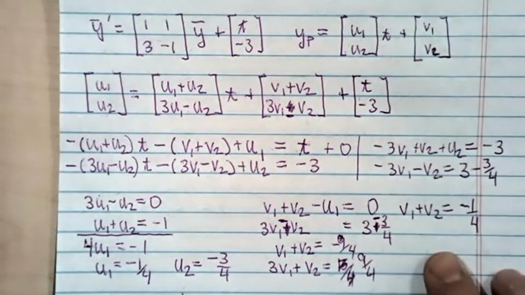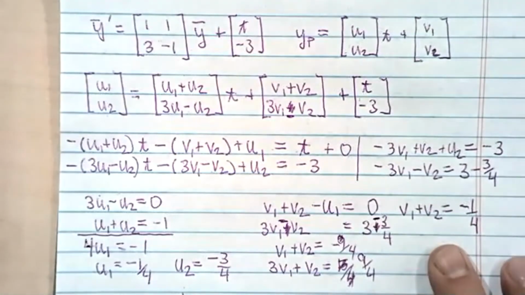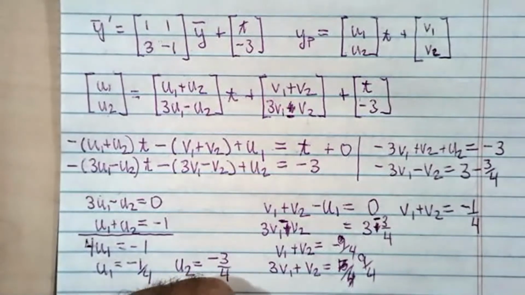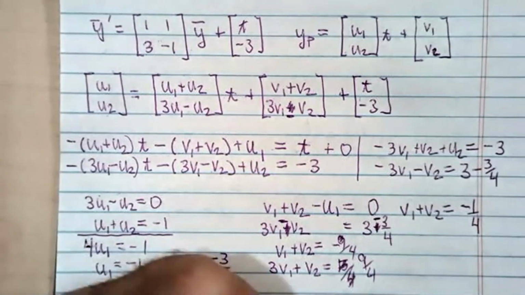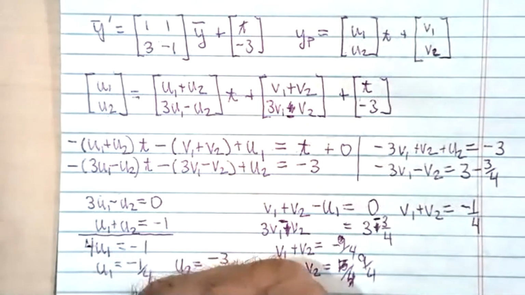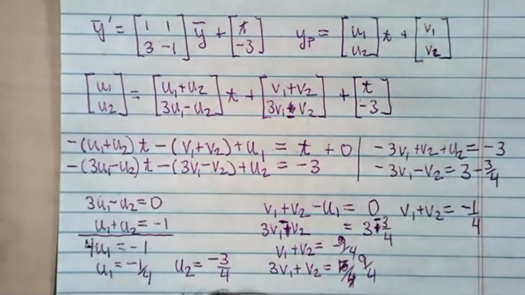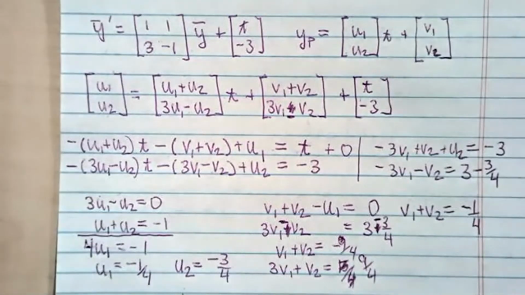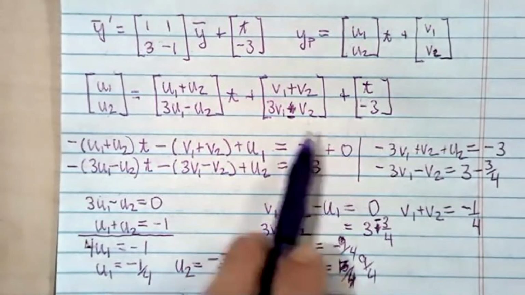Now, if all of this is correct, then I've got another equation here. v1 plus v2 is minus 1/4. So v1, which we now know is 5/4, plus v2 equals minus 1/4. And so v2 equals minus 6/4, which is minus 3/2. Okay, so I got v1 and v2, I hope, and I have u1 and u2, and that's all there was to find.